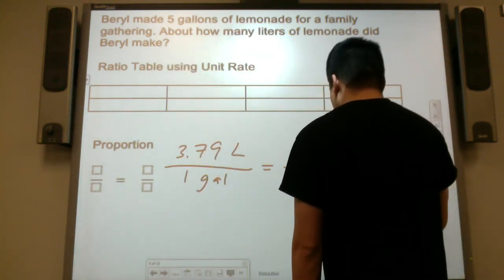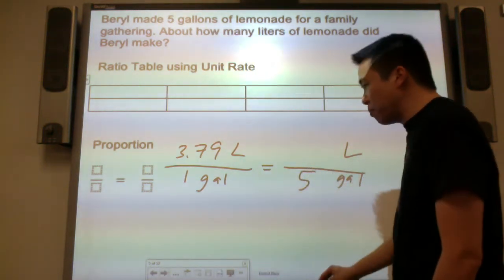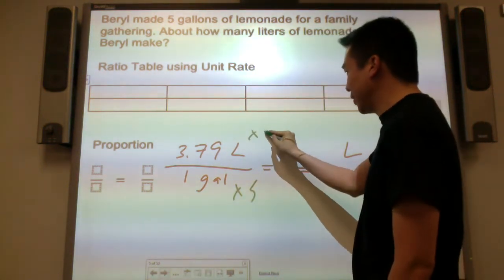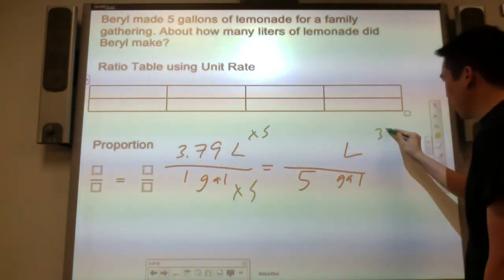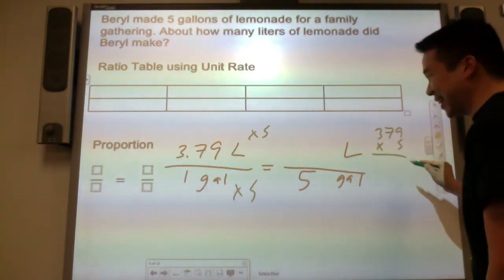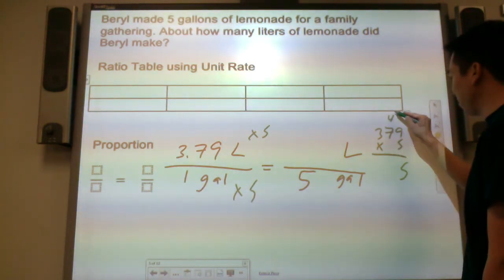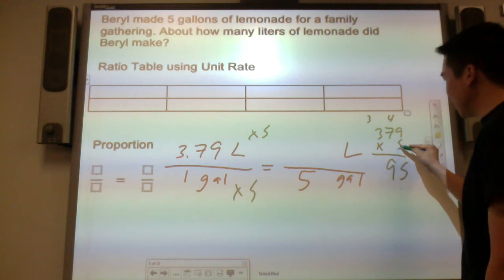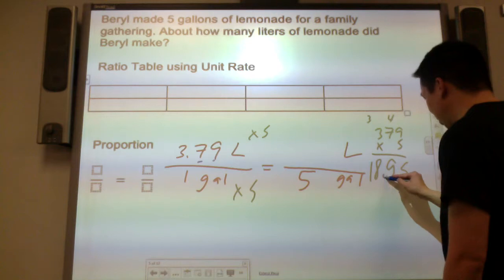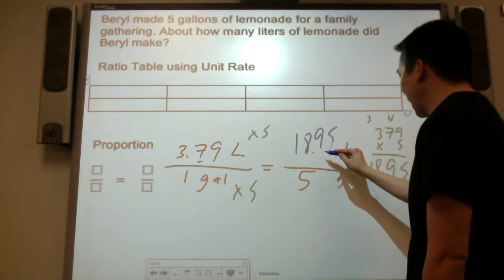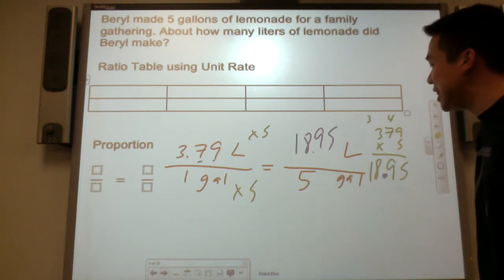So I'm going to do a proportion this time. So we have 5 gallons. Are you going to break it down or build it up? We're going to build it up to 5 gallons. So what is 3.79 liters times 5? I'm going to multiply as normal, and I'll come back and add the decimals to it. 9 times 5 is 45, carry the 4. 5 times 7 is 35, plus 4 is 39, carry the 3. 5 times 3 is 15, plus 3 is 18. This is in the hundredths place. So there are 18.95 liters for every 5 gallons of lemonade.